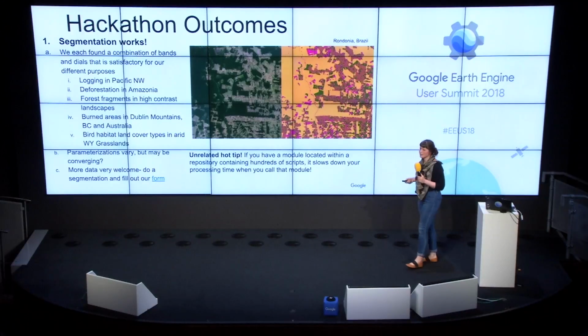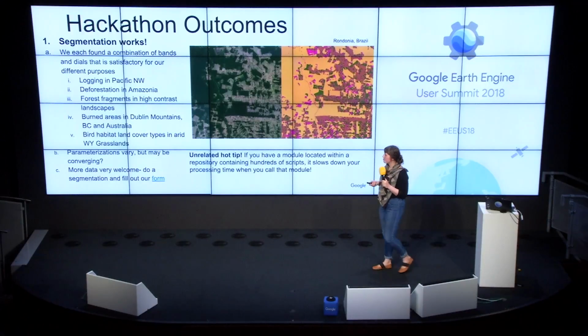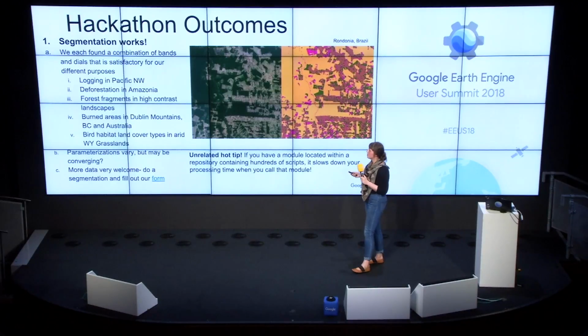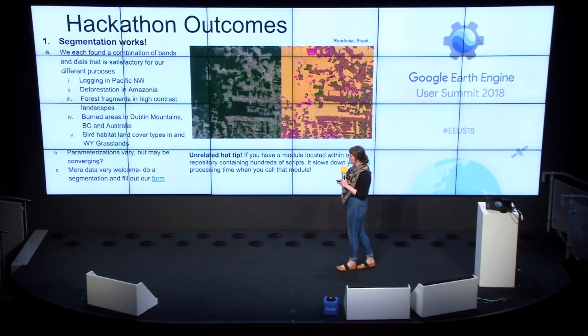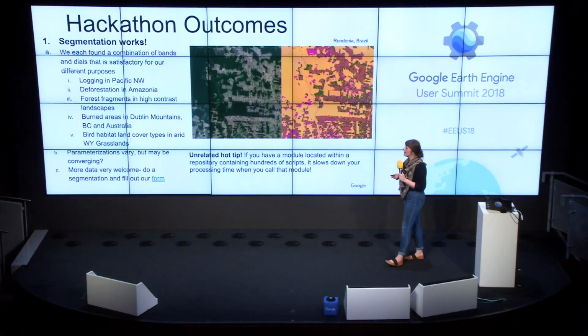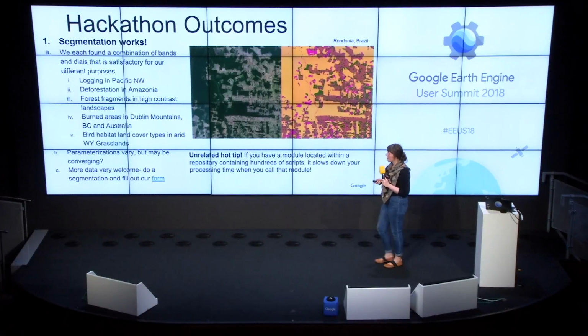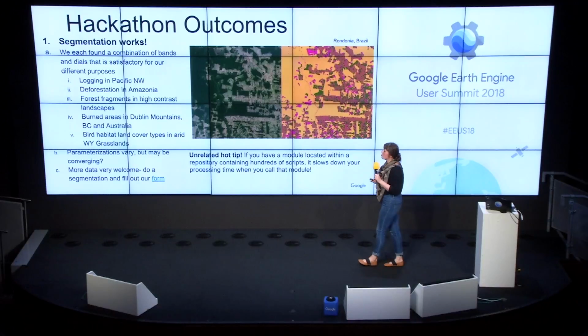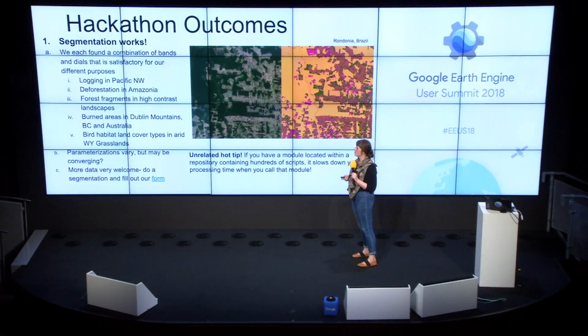So our outcomes: segmentation works. If you went to the class the other day, you know that as well, but we found it works for everyone at every level and for every purpose. We each found a combination of bands and dials that's satisfactory for our different purposes. For some people, that was looking at logging in the Pacific Northwest. For others, it was looking at deforestation in Amazonia. For a landscape ecologist, it was looking at forest fragments in high contrast landscapes. We looked at burned areas in the Dublin Mountains, British Columbia, and Australia. And then we also looked at bird habitat land cover types in arid Wyoming grasslands.